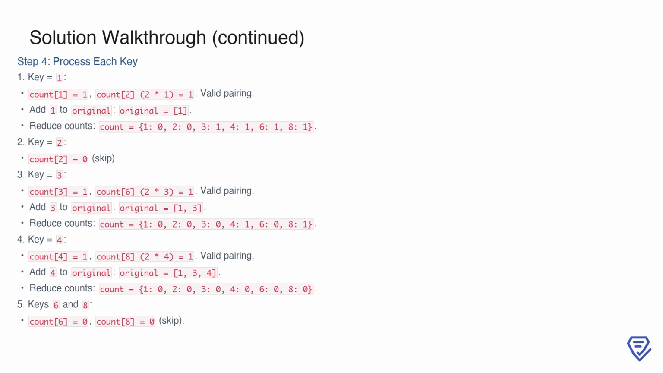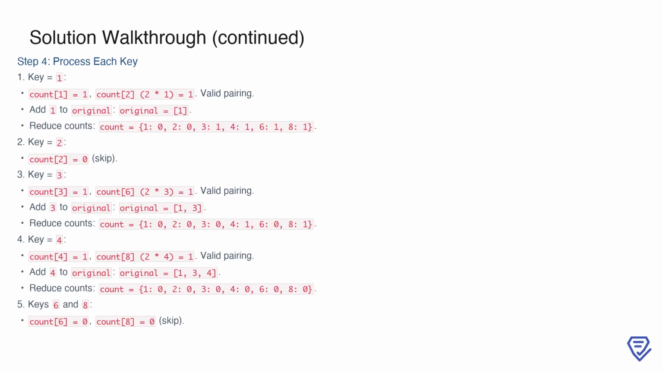Starting with the smallest key, 1, its frequency is 1, and the frequency of its double, 2, is also 1, which forms a valid pairing. We add 1 to the original array, making it [1], and reduce the counts of both 1 and 2 to 0. Next, we move to the key 2, but since its count is now 0, we skip it.